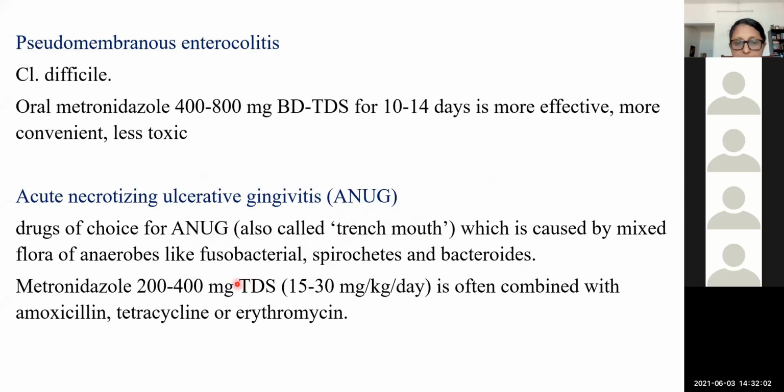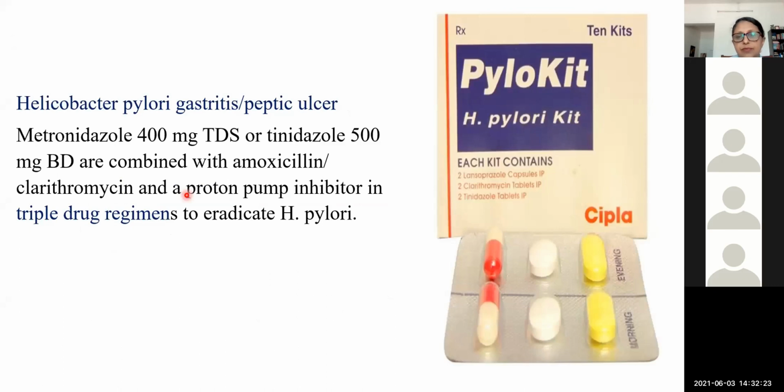Again, the dose, if you can remember, no problem: 200 to 400 milligrams 3 times daily, and usually it is combined with amoxicillin, tetracycline or erythromycin, because in our mouth not only anaerobes, other things will also be there. Aerobic bacteria will also be there, so we are combining these drugs. So, acute necrotizing ulcerative gingivitis.